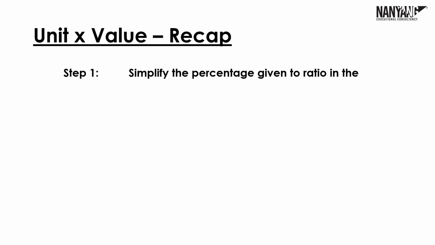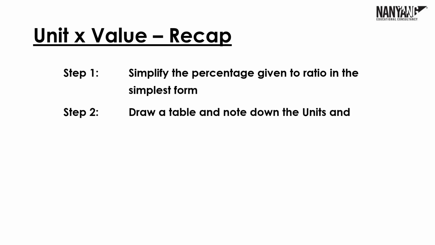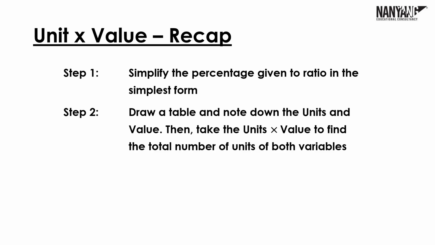Now let's do a recap. Firstly, we simplify the percentage given to us into ratio until it reaches the simplest form. Next, for step 2, we should draw a table and note down the units and value. Then we take unit times value to find the total number of units of both variables. Then we can move on to step 3, which is to find 1 unit. And finally, we can solve the question.